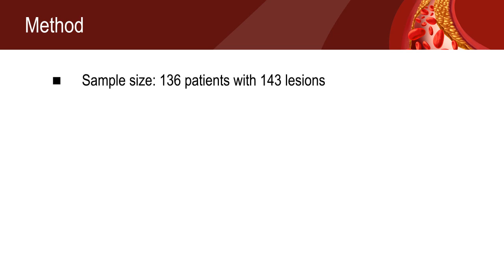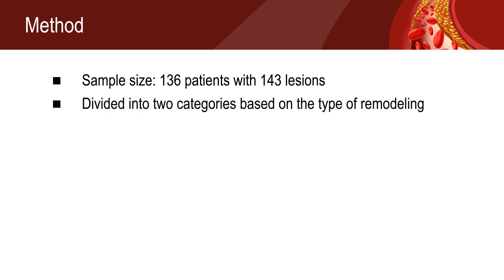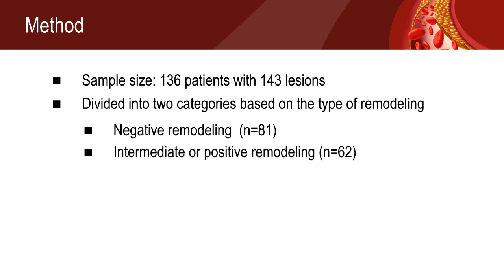The study included 136 patients who had a total of 143 coronary intermediate lesions. The patients were divided into two groups based on type of remodeling. Negative remodeling included 81 lesions, and intermediate or positive remodeling included 62 lesions.